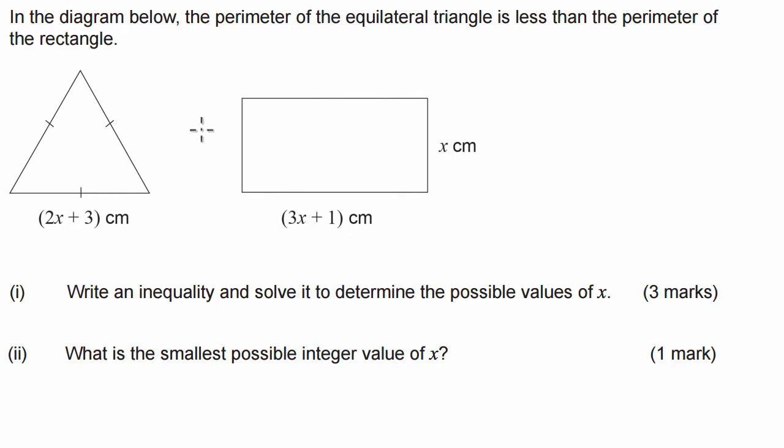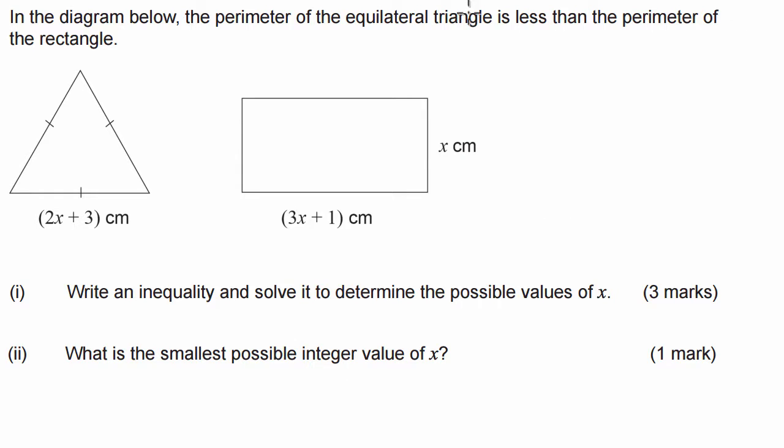G'day guys, in the spirit of exam season we're going to do another exam question for you today, where we've got basically an exercise in algebra and inequalities in disguise. The question says that in the diagram below the perimeter of the equilateral triangle is less than the perimeter of the rectangle. Number 1, write an inequality and solve it to determine the possible values of x, and what is the largest possible integer value of x.